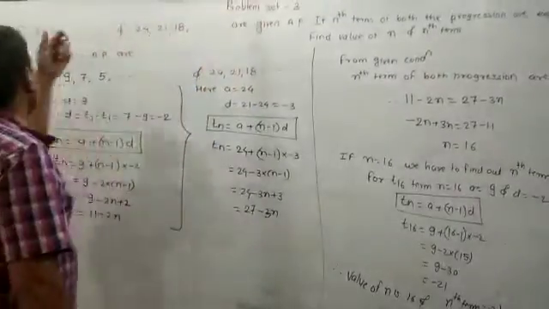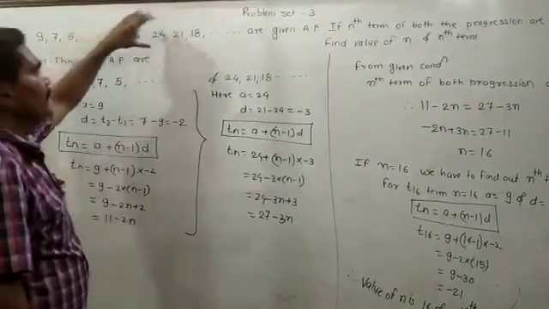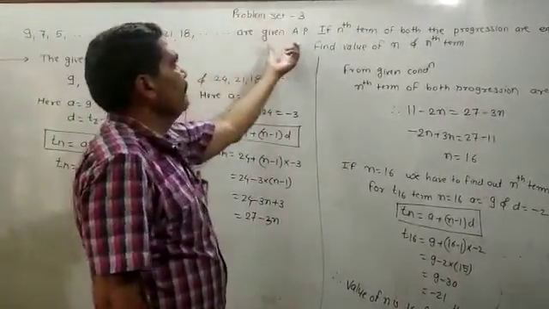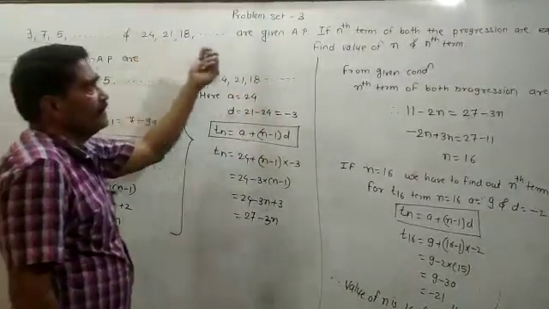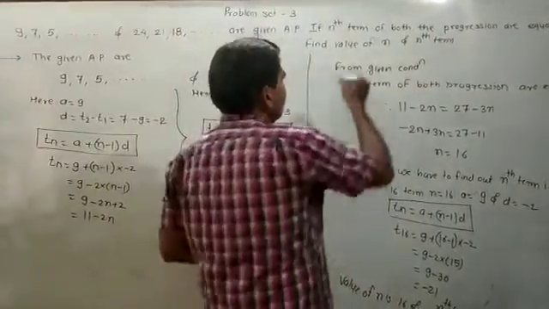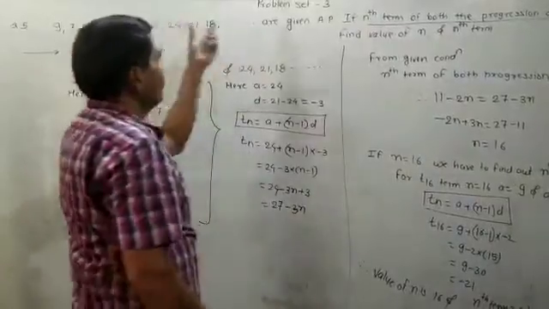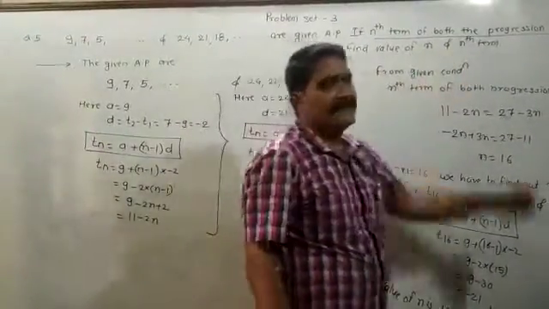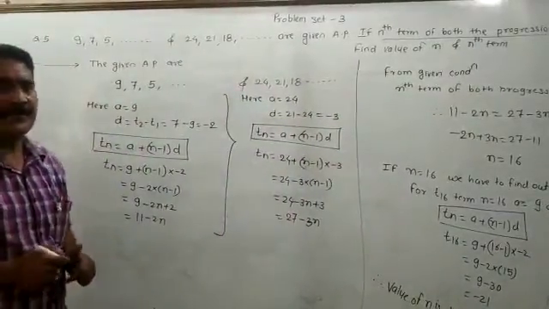Set 3, question number 5. 9, 7, 5, dash and 24, 21, 18, dash are given APs, meaning these sequences are in AP. If the n-th term of both the progressions are equal, this condition is given, meaning Tn of this progression is equal to Tn of this progression, then find the value of n and the n-th term. You have to find out the value of n and the n-th term.